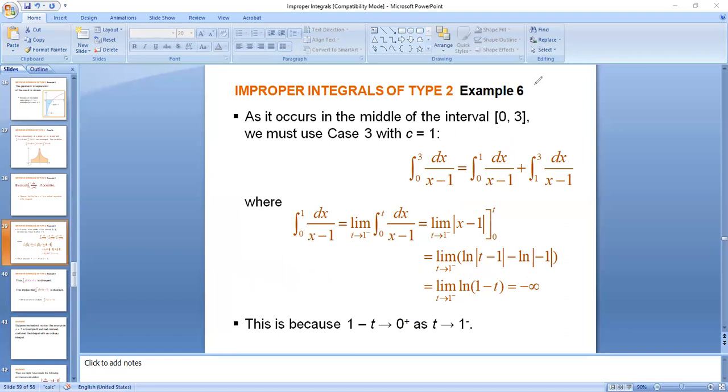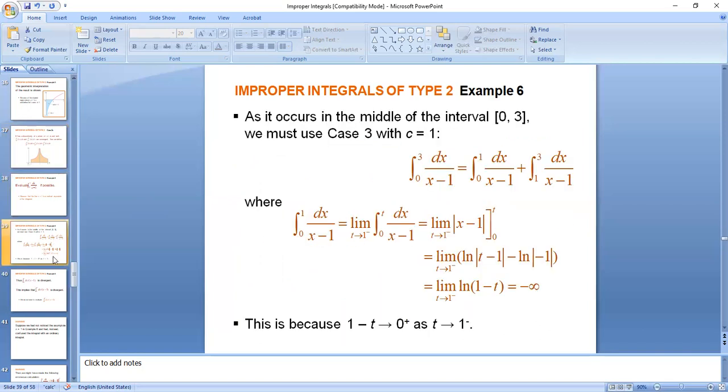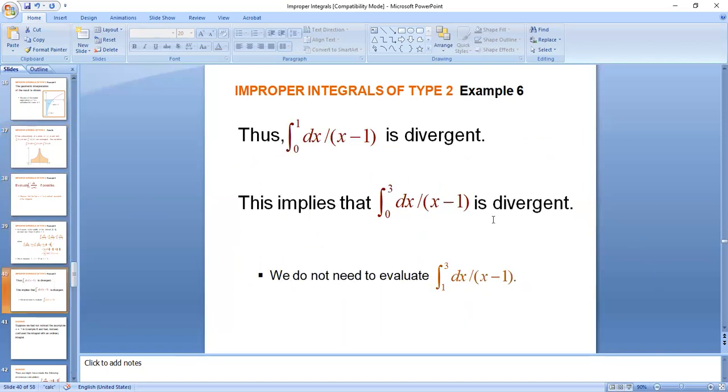Okay, that's it. I'd like to go back on this: if they are both convergent, then we define that this is just equal to this. But if one is divergent, it's not important anymore to evaluate the other, because the divergence of one makes the answer of this original integral already divergent. Now we proceed. So it is divergent and we do not need to evaluate the second part. Now we go to the next slide.